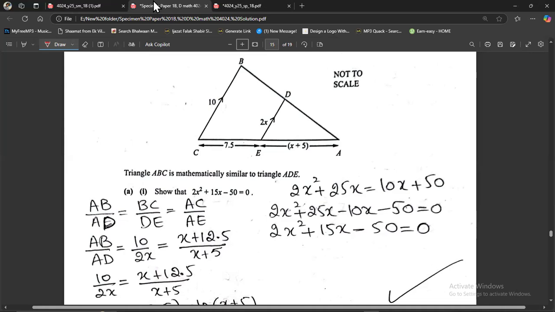So AB we don't know. So AB divided by AD equals 10. BC is 10. Divided by DE is 2x equals AC.